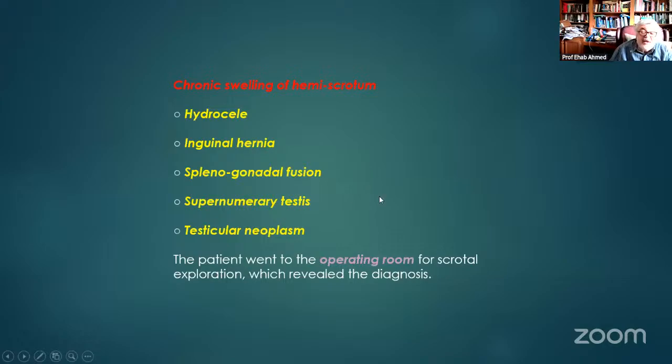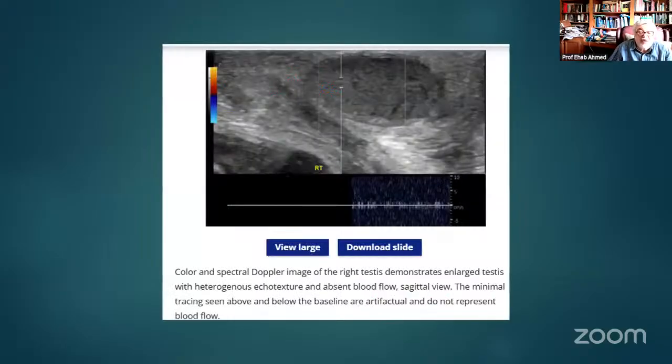What happened is that they took the baby to the OR, and this baby was lucky, because when you know the actual diagnosis, you will be astonished. Because this is the ultrasound, and they did ultrasound and then did color Doppler. The right testis also was abnormal by ultrasound, and it shows heterogeneous echo texture and absent blood flow. Okay, so both testes were abnormal. This baby was lucky.